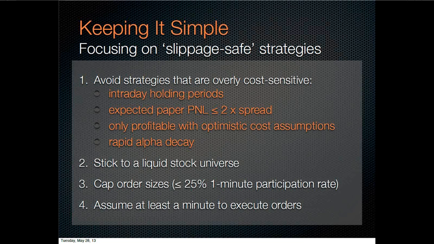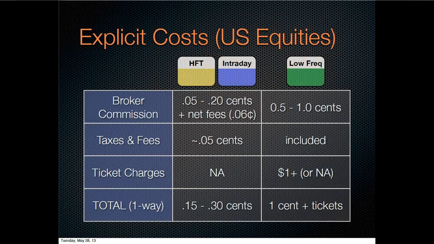And also you want to avoid strategies that have very rapid alpha decay. Situations where the window of opportunity is slamming shut on you, and you have only instants to trade before the alpha is gone. Those are all the things you want to avoid. You typically want to stick to a liquid stock universe. You want to cap your order sizes, and you want to assume at least a minute to execute orders. You don't necessarily want to get into a situation where you have to execute within 6 seconds or something like that. That gets you out of the simple cost modeling world.